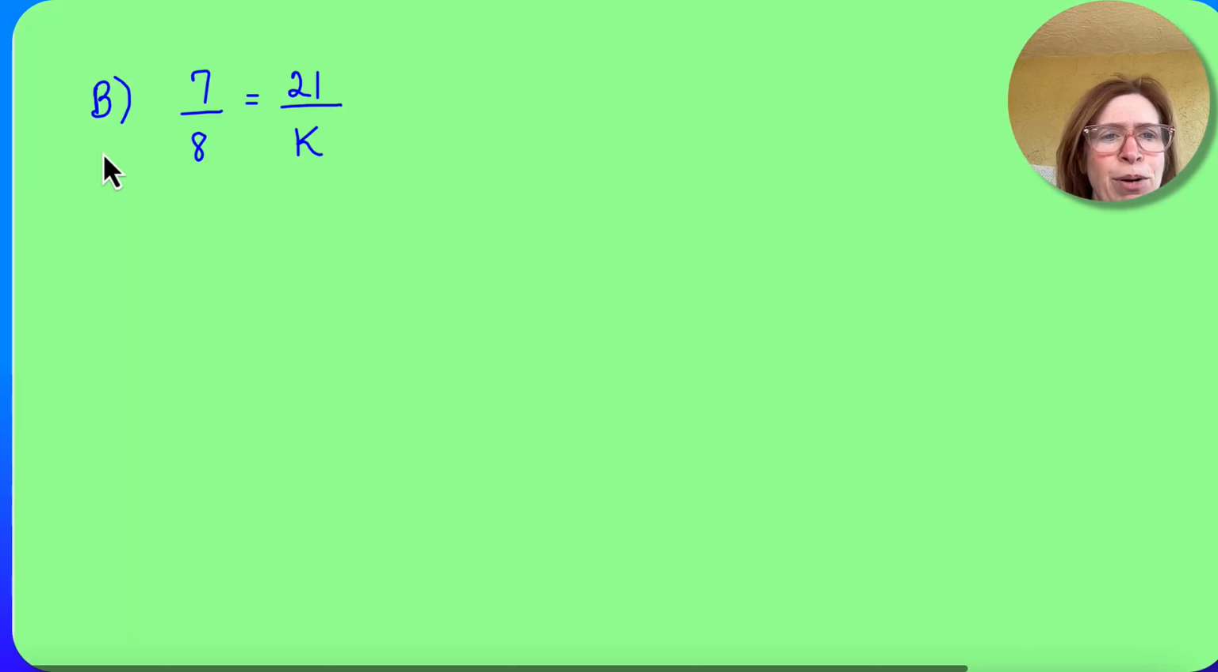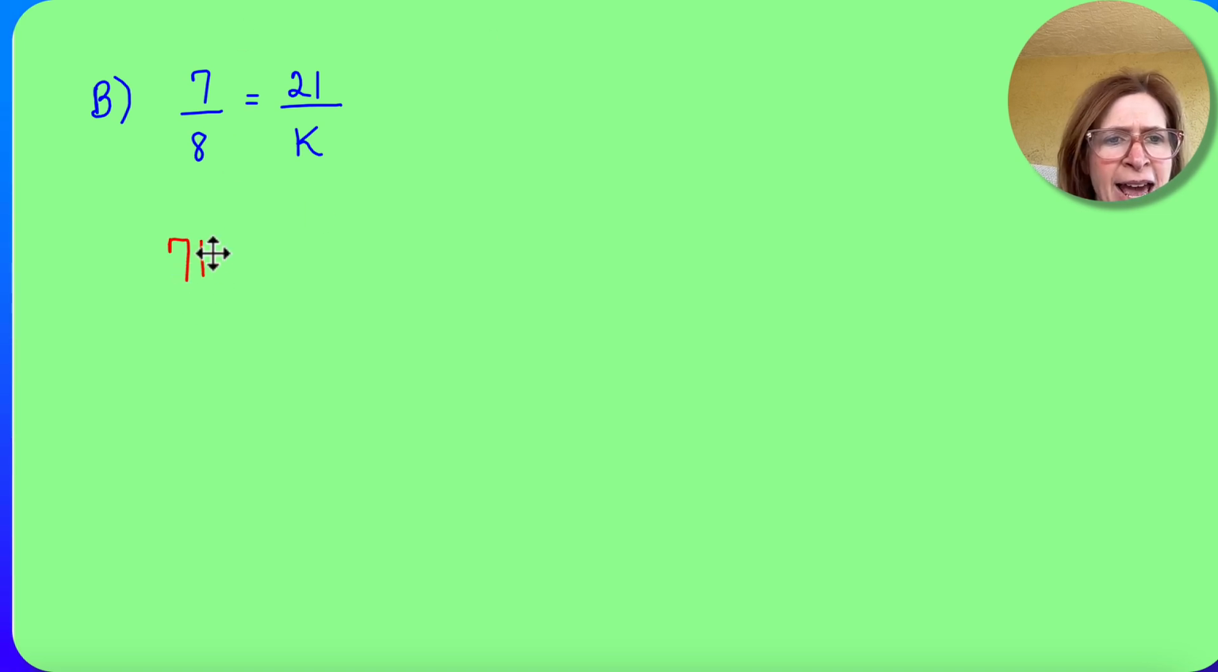Let's try another example. 7 over 8 equals 21 over k. Well, I can't simplify 7 over 8, so I'm going to have to just use cross products. So that would give me 7k. Again, I'm going to cross multiply. 7k equals 8 times 21.